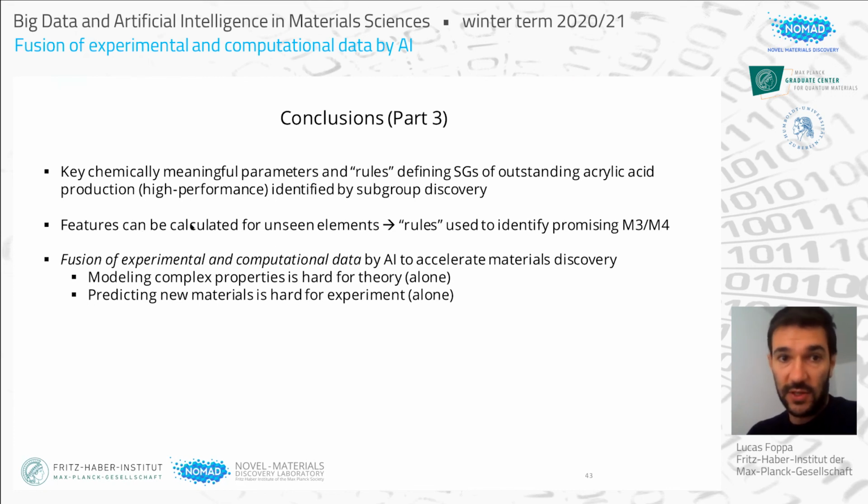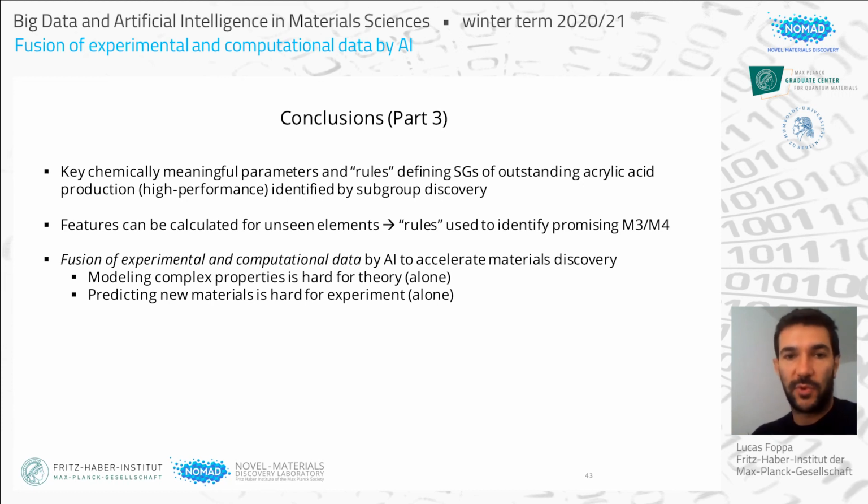Second, these features that we use here can be calculated for unseen elements. So we have rules to identify promising new M3 and M4, so new compositions. And this is the advantage of using theory combined with experiments in this example. And so this is basically the idea of this fusion of experimental and computational data by artificial intelligence.